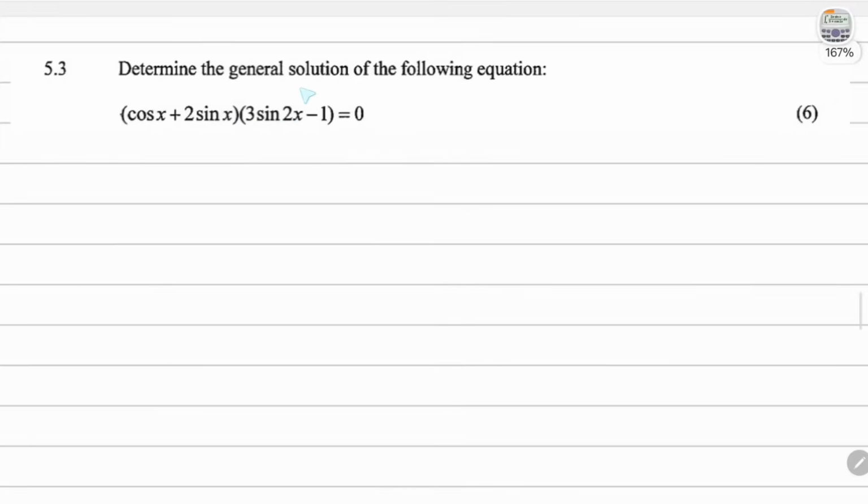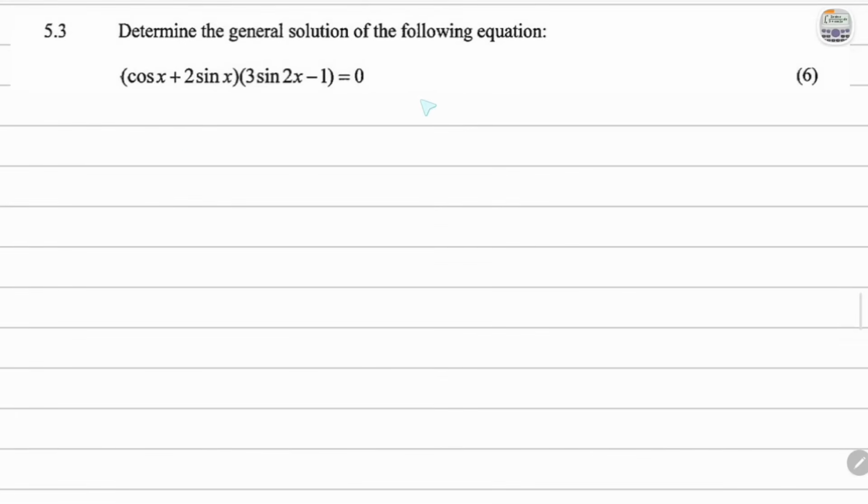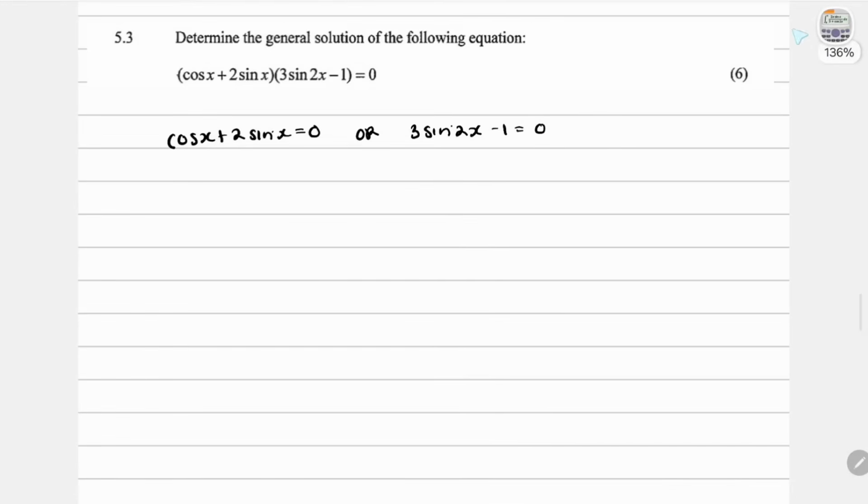Question 5.3 says, determine the general solution of the following equation. Notice that they have already factorized it. So something times something gives you 0. It means that the first thing is either equal to 0 or the second is equal to 0. That is the only way we could multiply two things and they give us 0. So we're going to say cos x plus 2 sine x is equal to 0, or it is 3 sine 2x minus 1 that is equal to 0. And now we can just solve for these equations.